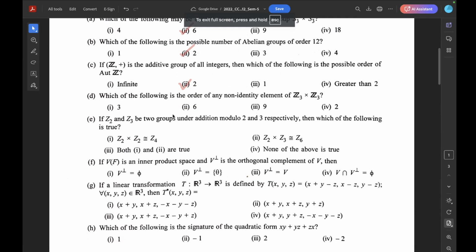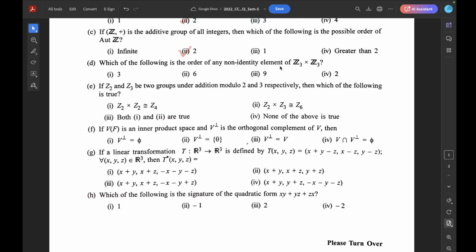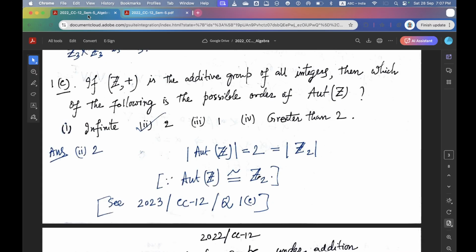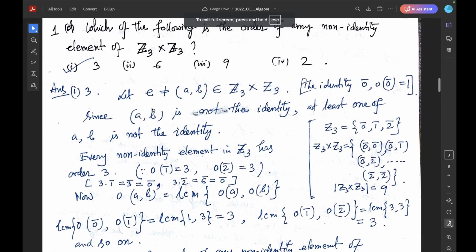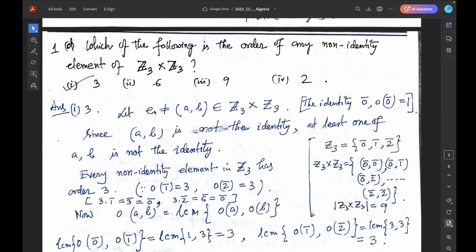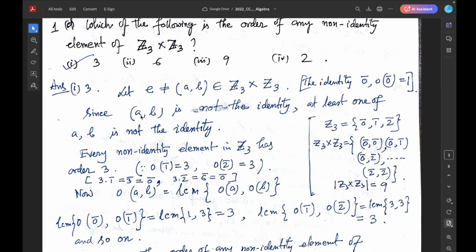Next question, question D. Which of the following is the order of any non-identity element of Z3 cross Z3? Let e be the identity. Take an ordered pair (a, b) in Z3 cross Z3, not equal to the identity. Since this ordered pair (a, b) is not the identity element, at least one of a, b is not the identity element.